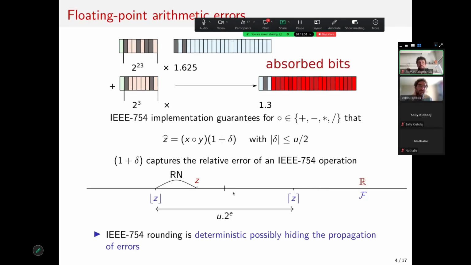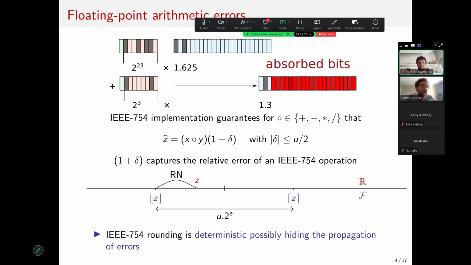Okay, so we can intuit this visually for those who haven't seen this. If we have the exact value z, you see we have to choose to round either to the floor or to the ceiling. The default rounding mode is round to nearest, and in that case, we are going to round down. And you can see that the worst case is when we are just exactly between two representables, and then we have u divided by 2 as error. Okay, so that's the standard deterministic round to nearest behavior.